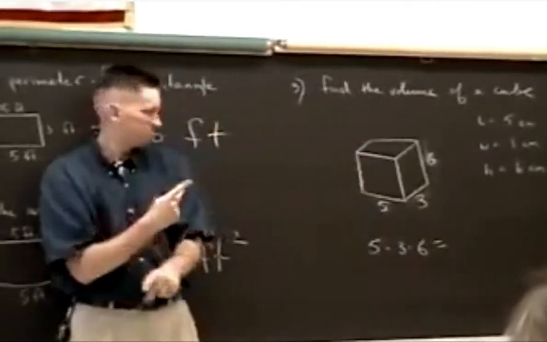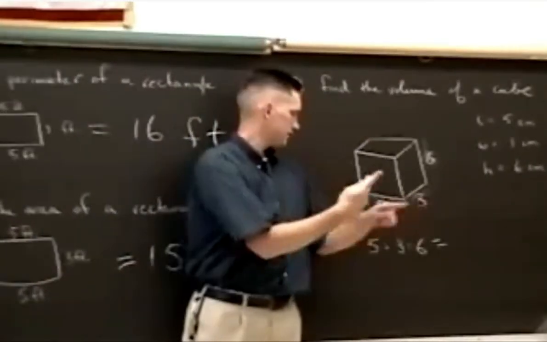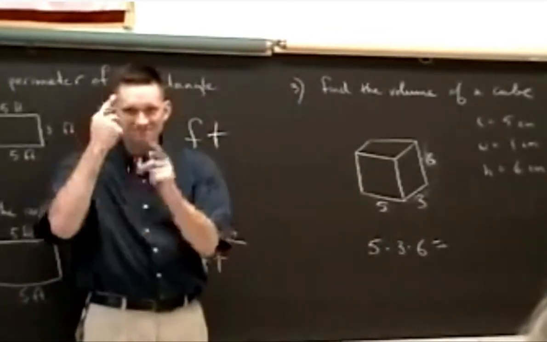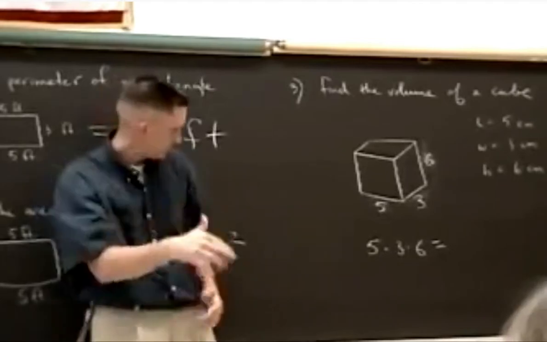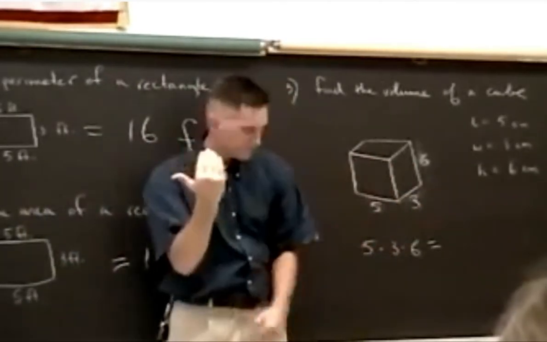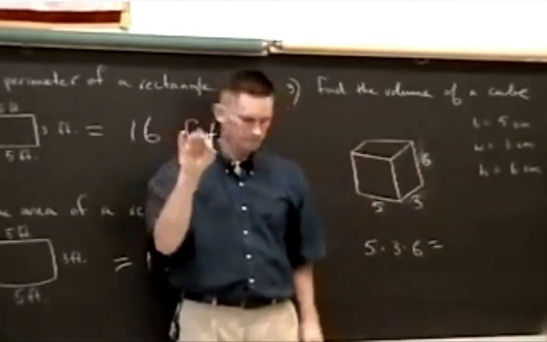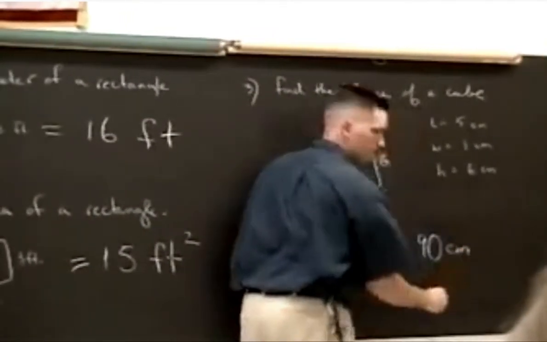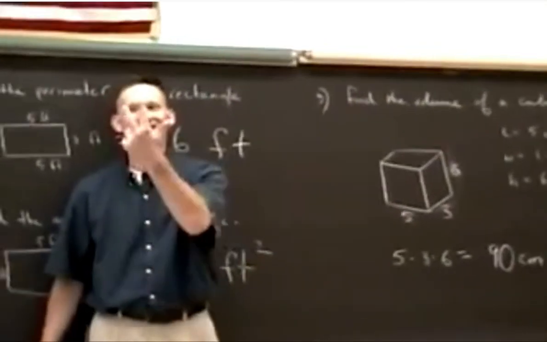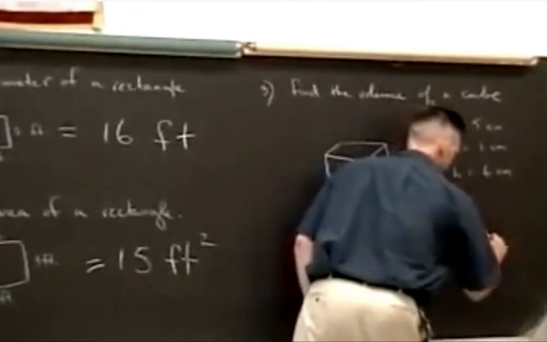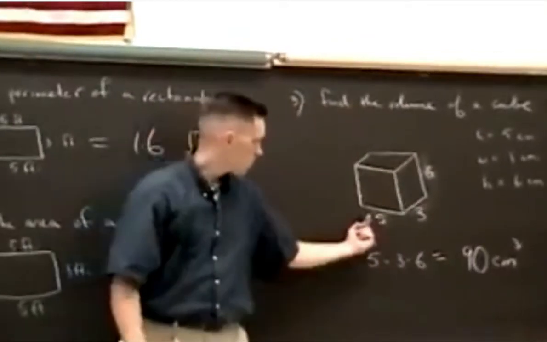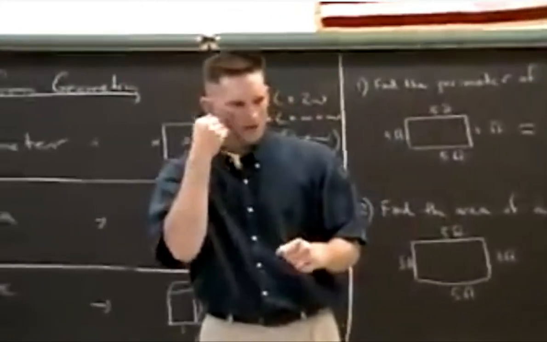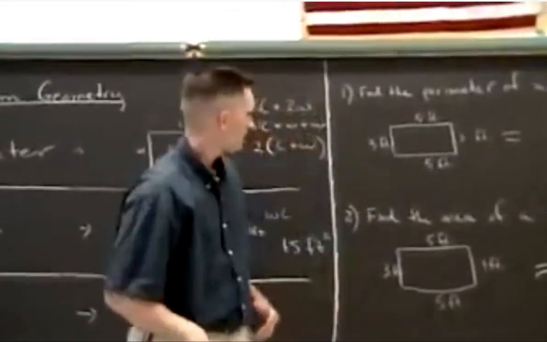So 5 times 3 times 6 is going to equal what? Great job. You guys are very skilled at this. Right, that's going to give us 90 centimeters, and then we're going to put 3 because there's 3 different things we're adding or timesing right here. Good job, everyone.